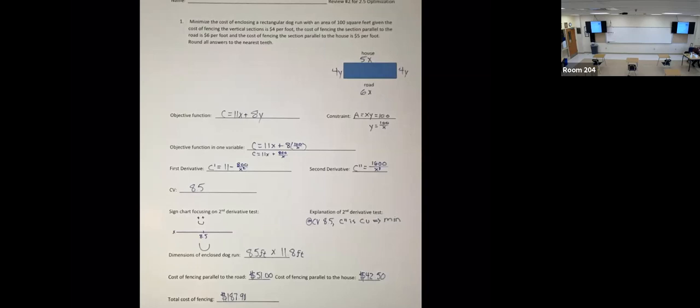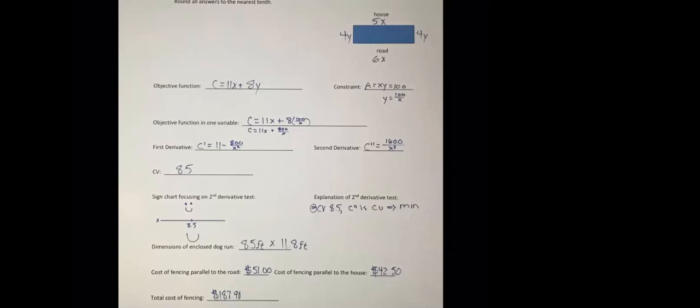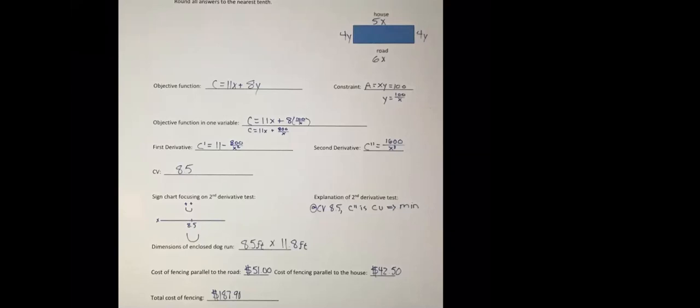Okay, so on to Wyatt. Wyatt, could you walk us through, using Mason's visual here, the first and second derivative, finding the critical value, and then getting your sign charts? Okay, so the first derivative, the 11x turns into 11, and then 8 times 100 over x is going to end up being negative 800 over x squared. Because you're going to take it down an exponent, which is going to make it x squared.